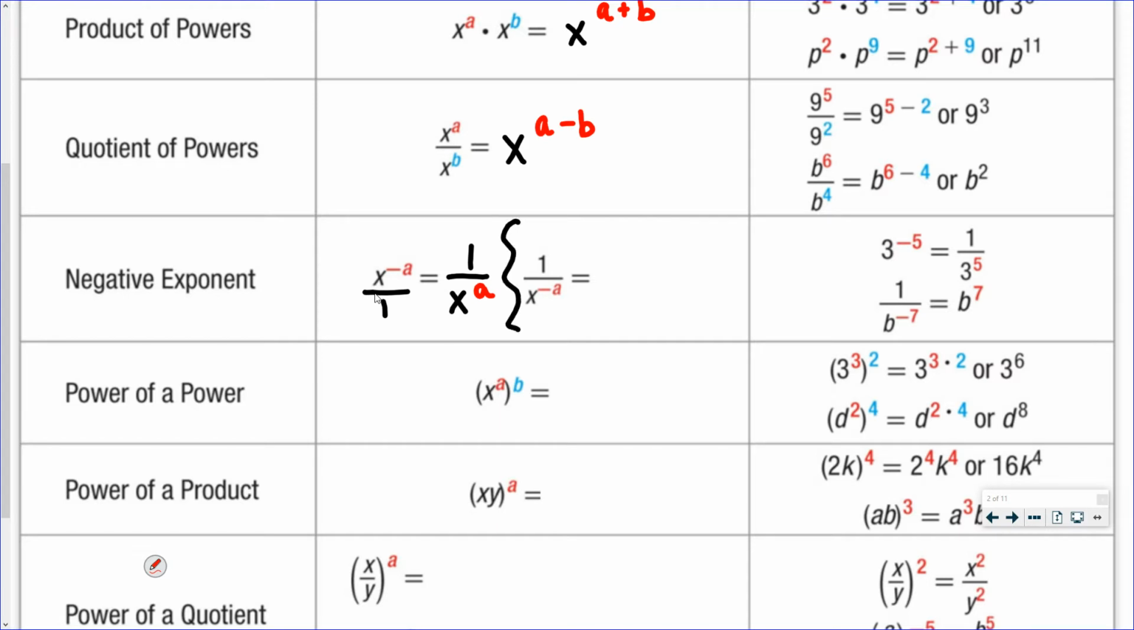Similarly, you can draw a little line here if you want. Similarly, if you have a negative exponent in the denominator, you can make that one positive by bringing it up to the numerator, and it becomes positive.